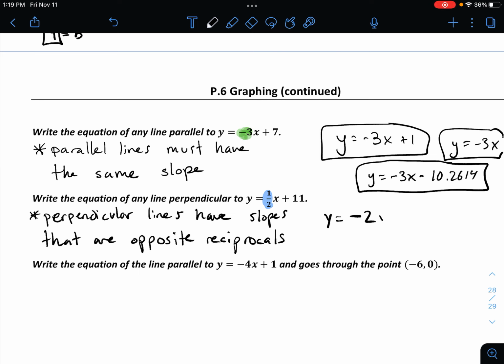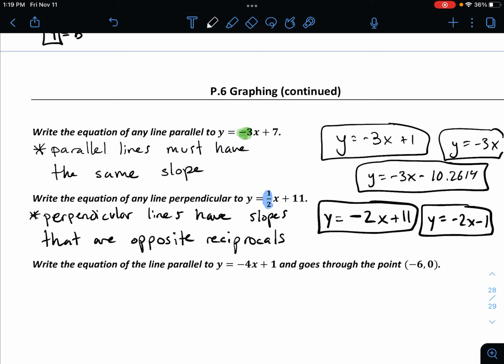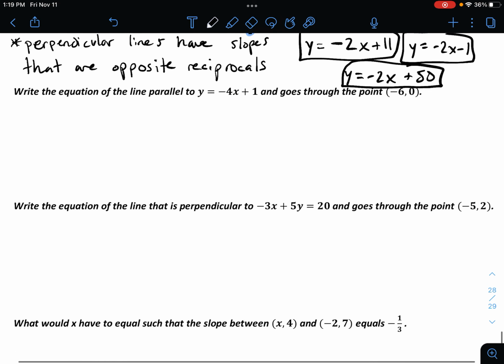So we could say y equals -2x plus 11 again in this case actually, because it just has to be perpendicular. We could say y equals -2x minus 1. We could say y equals -2x plus 50, right? We could say anything as long as it has an opposite reciprocal slope. That means that it's going to be perpendicular to that line right there.